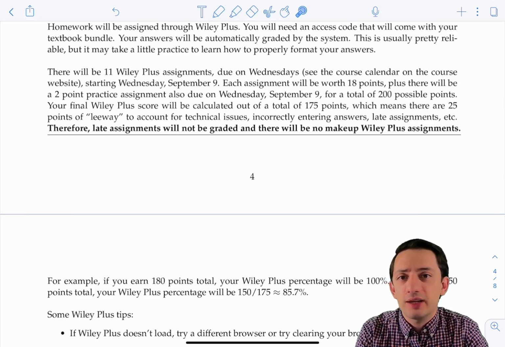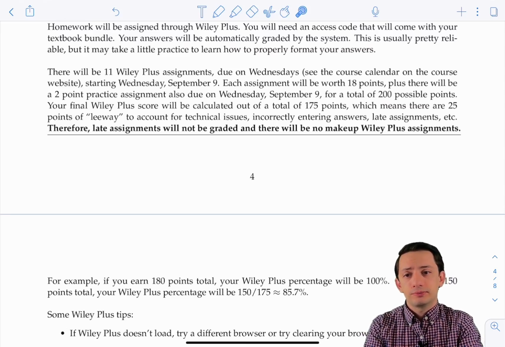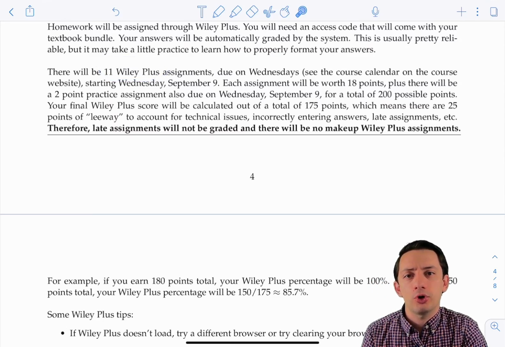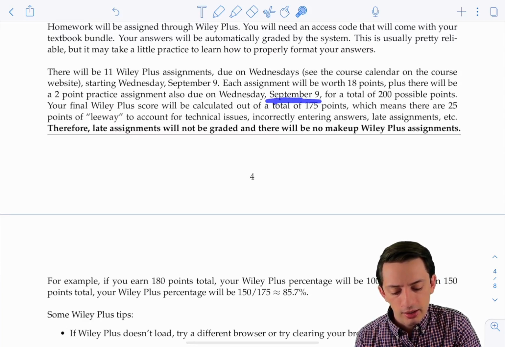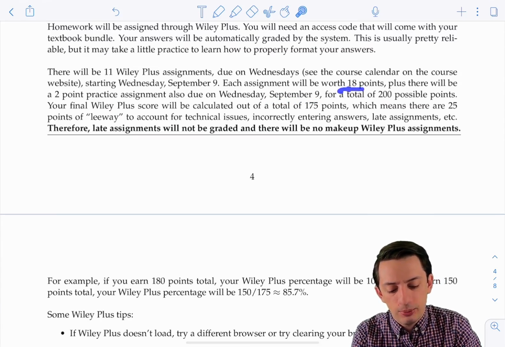And again, if you get stuck, if you can't figure it out, you can always ask me or your TAs. So in total, there's going to be 11 Wiley Plus assignments. That's basically 1 per week starting on September 9th. Each of those 11 assignments is worth 18 points.